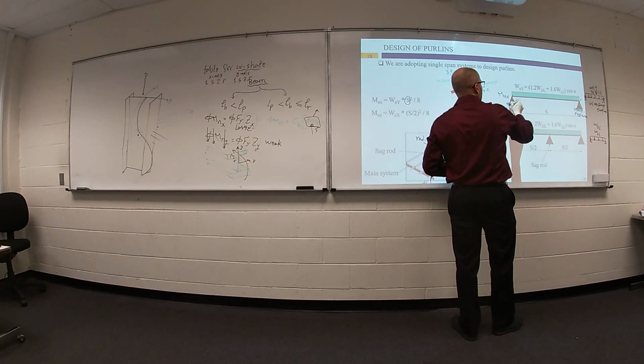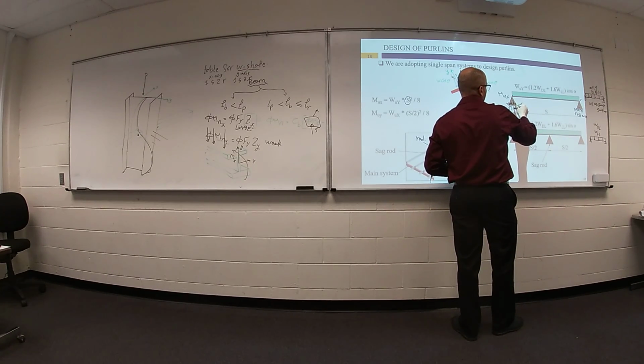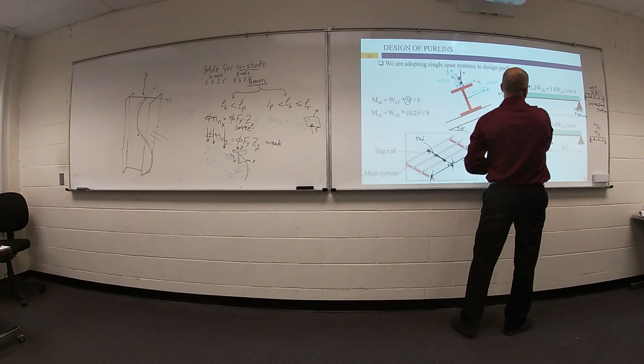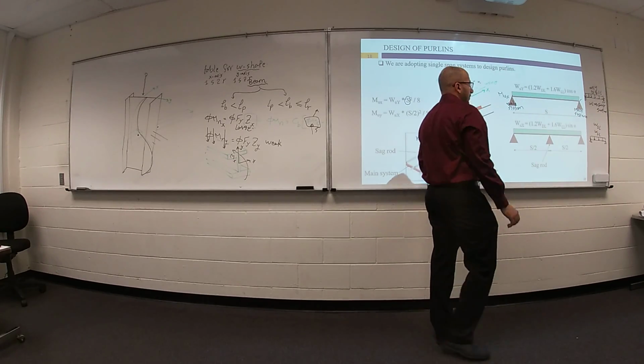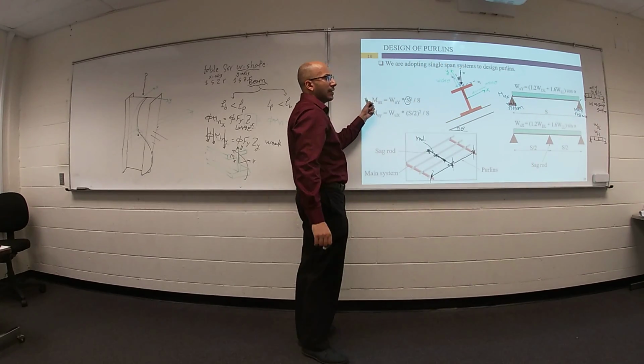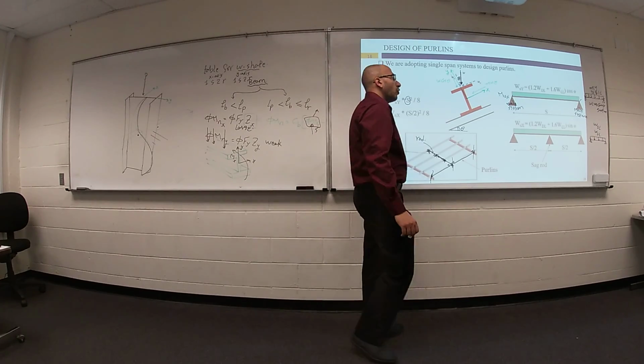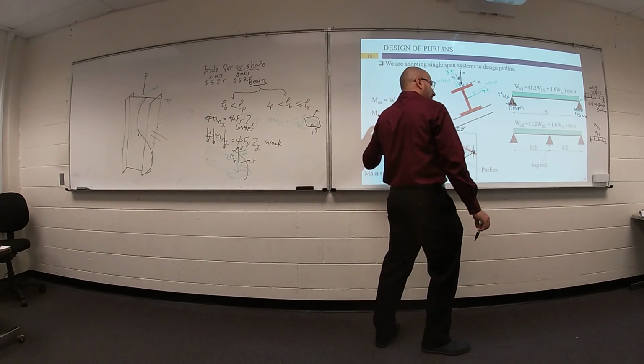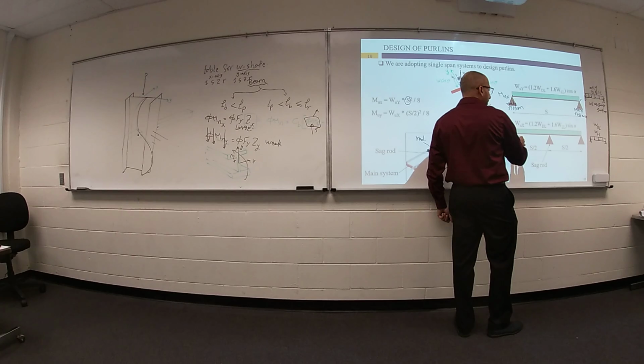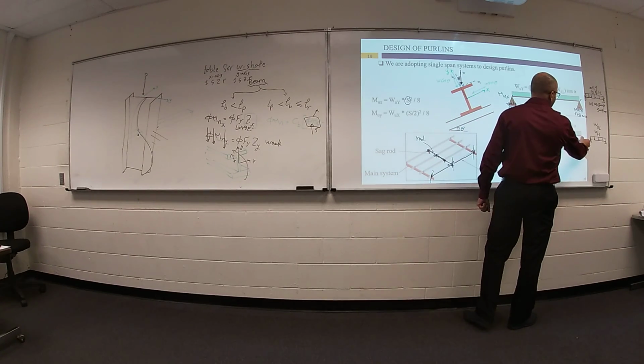This support is your main system, and S is the distance between main system and main system. So I can get my Mx. But if you are talking about My, here is your main system, that's fine. Here is your main system, that's fine.